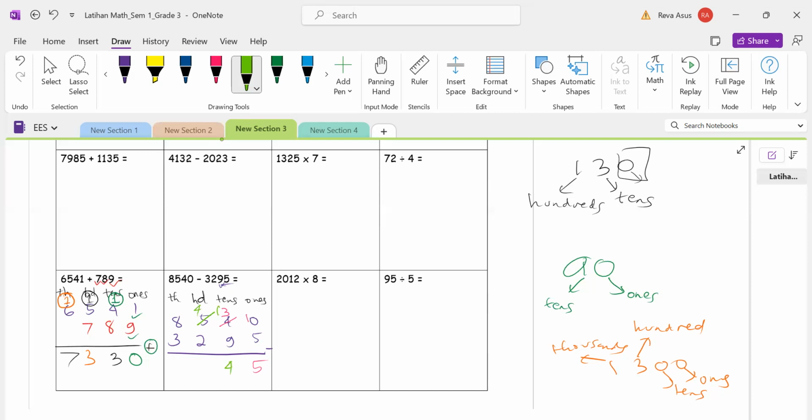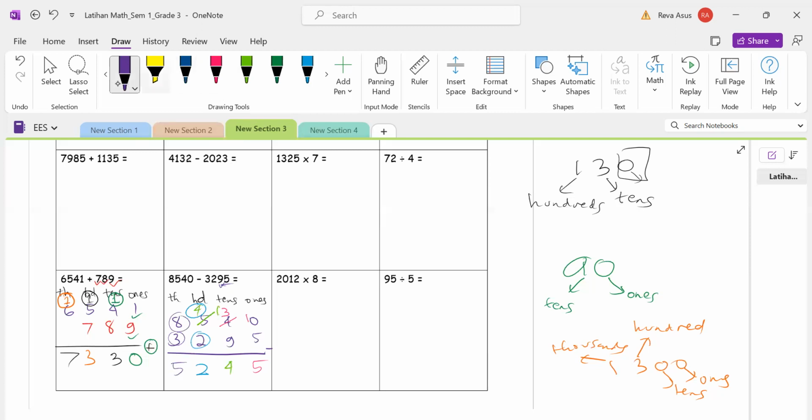Okay, so let's do the hundreds. We have 4 minus 2. It is 2. And then the thousands, we have 8 minus 3. It is 5. So this is the answer.